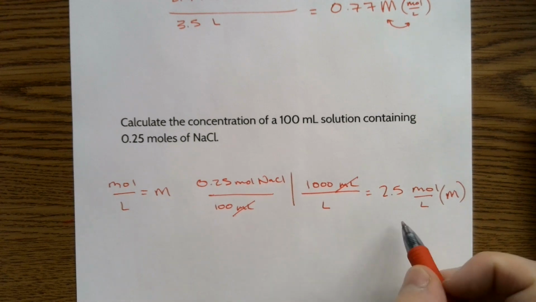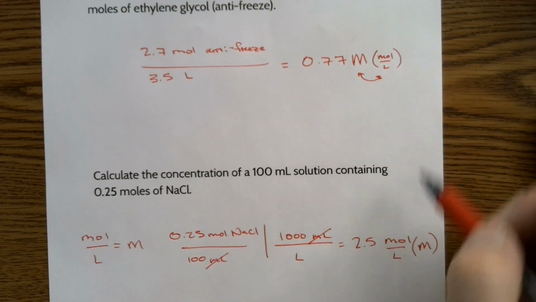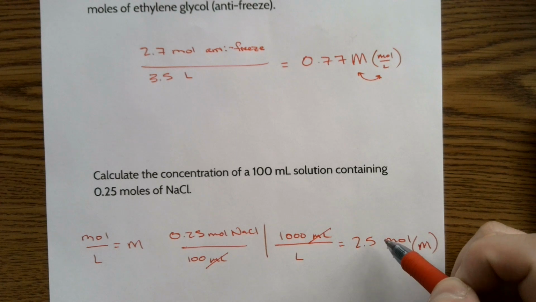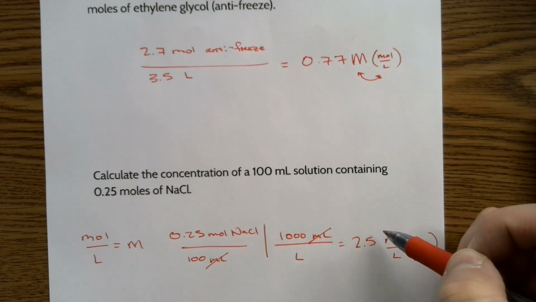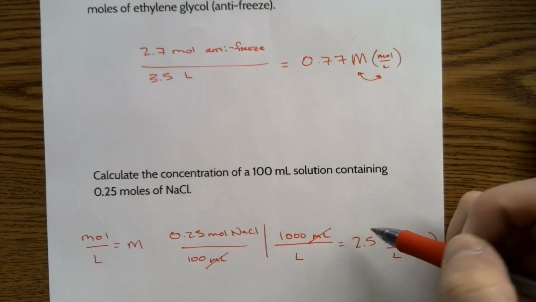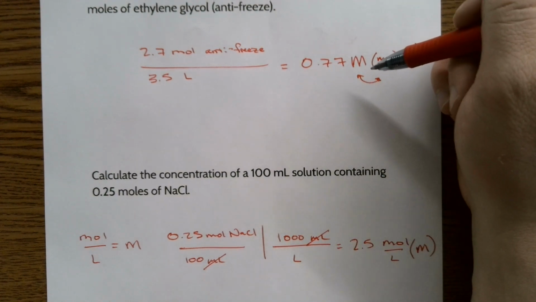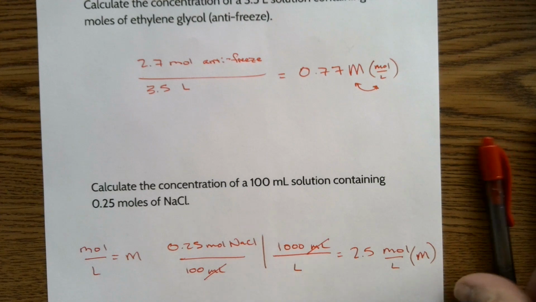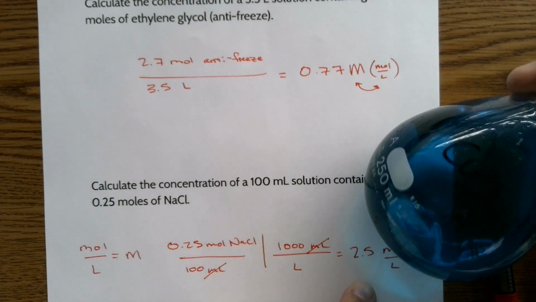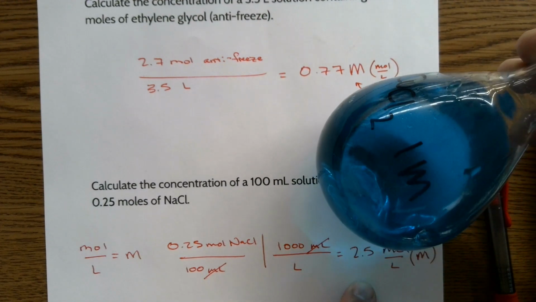So this one is definitely more concentrated than this one. There is more salt in here, like atoms of salt, or compounds of salt, ions of salt in solution than there is of this antifreeze. Actually, it's more concentrated than any of these. It's even 2.5 times more concentrated than this copper chloride.